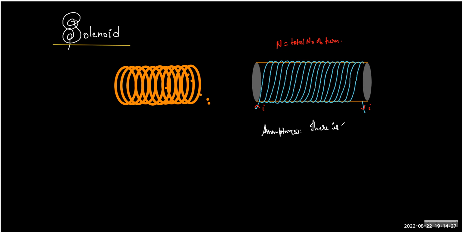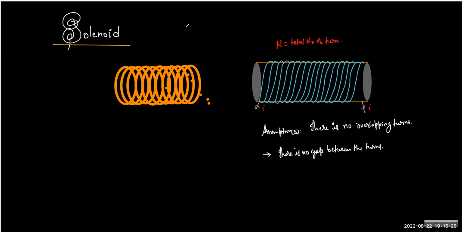There are no overlapping turns. And the second is there is no gap between the turns. So every diagram that we draw is for convenience. I cannot draw everything accurately. So you're supposed to remember that there is no gap between the wires, and there are no overlapping turns also.